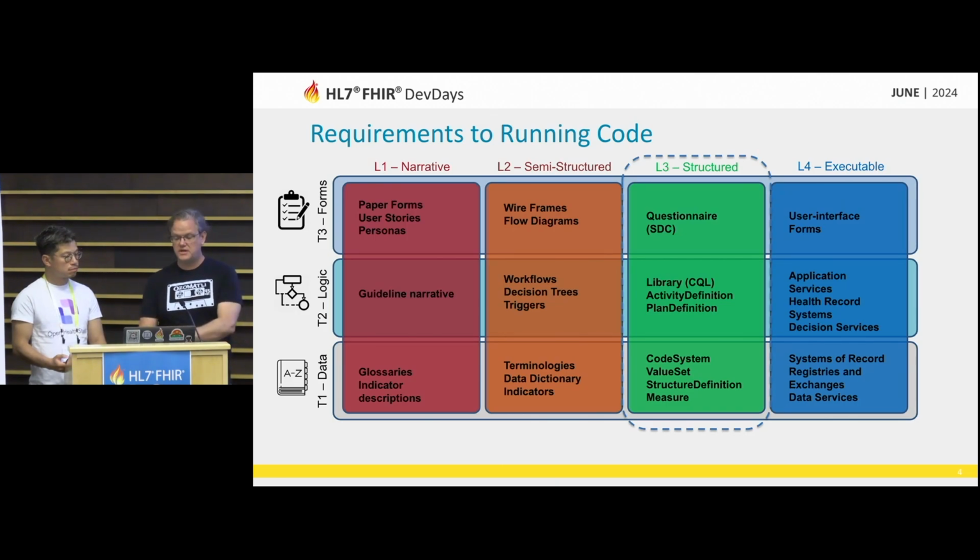So L3 is where CPG, the Clinical Practice Guideline IG, is focused. And the idea is you can take a computable guideline, express it in these L3 artifacts, and then run those in an engine that understands those computable artifacts, which is what we're going to demo.